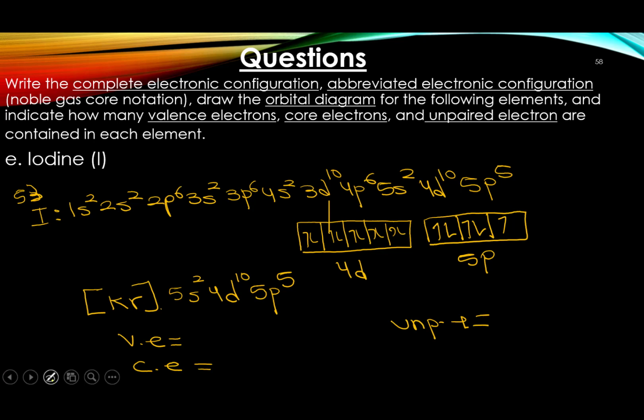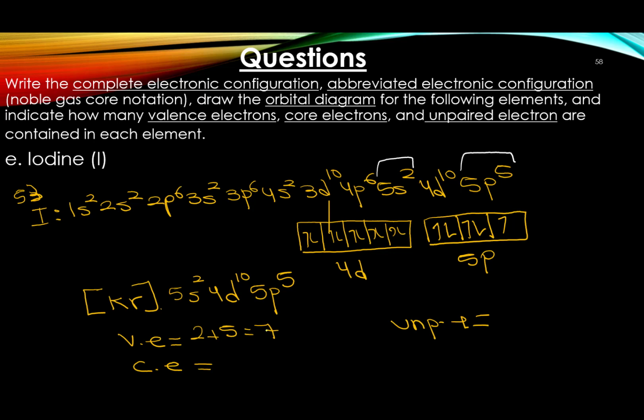For valence electrons, you look at the highest principal energy level. Then we have 1, 2, 2, 3, 3, 4, 3, 4, 5, 4, 5. Then 5 is the highest, as you can see. This one and this one. Now how many electrons is that? It's 2 and 5, which is 7. Then iodine has 7 valence electrons.